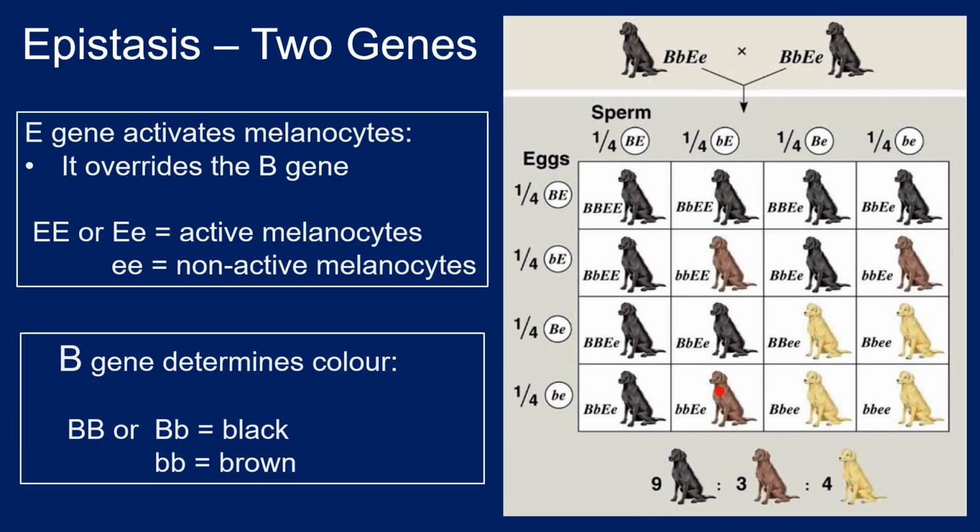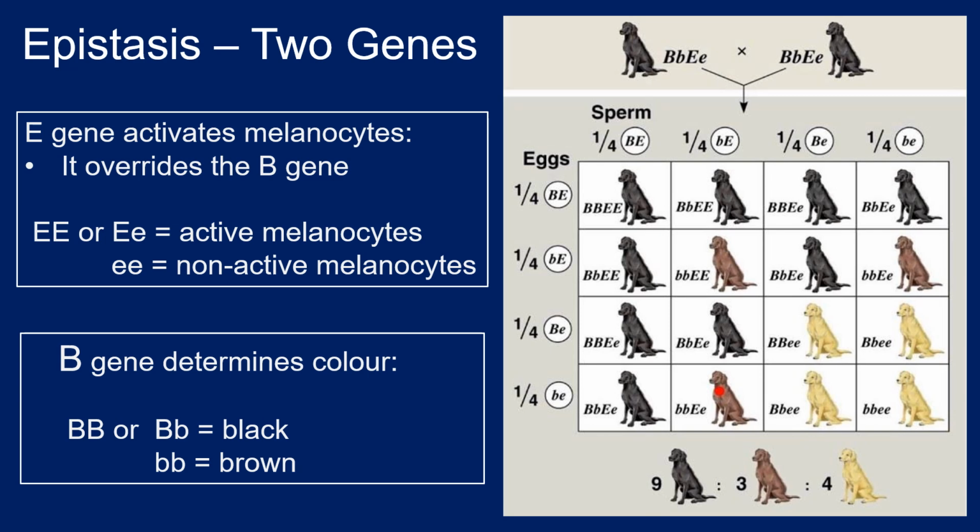The gene that determines the color of the melanin comes in 2 alleles. We have the dominant allele, which will give us the full black color, and the dog just has to have at least one of those alleles. And then we have the little b, the recessive form. If the dog is homozygous recessive for the B gene, like my dog is, then it will be brown. So again, the E gene is going to override the effects of the B gene.